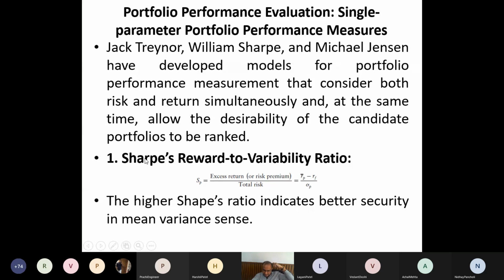First one is Sharpe's reward to variability ratio. It is denoted by SP, and it is a ratio. Reward to variability: reward means excess return, what return you are getting in your portfolio compared to the risk-free return. So it is excess return or risk premium divided by the total risk you are taking. So it is a return to risk ratio. You can also say excess return to risk ratio or reward to variability ratio. So what is it? RP bar minus RF divided by sigma p.